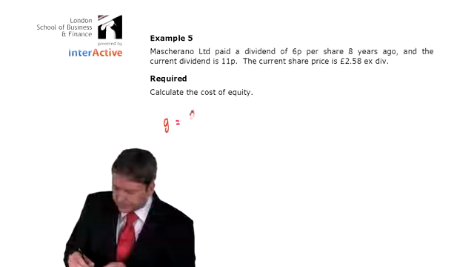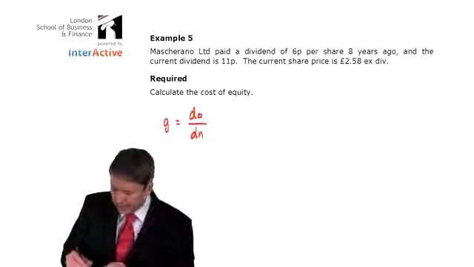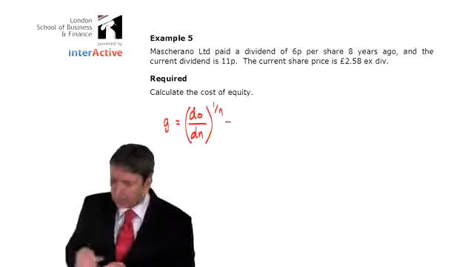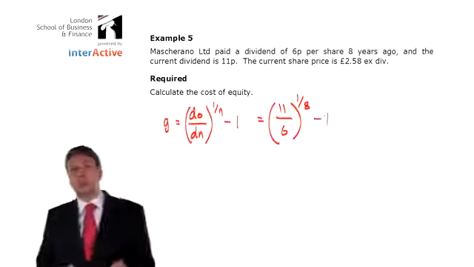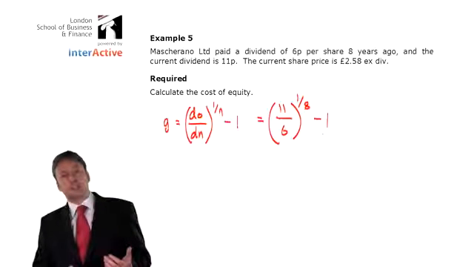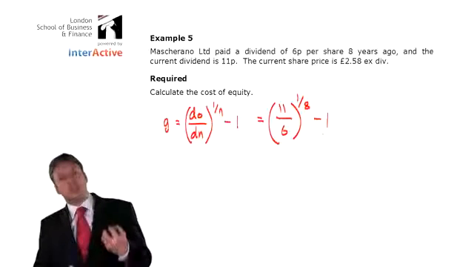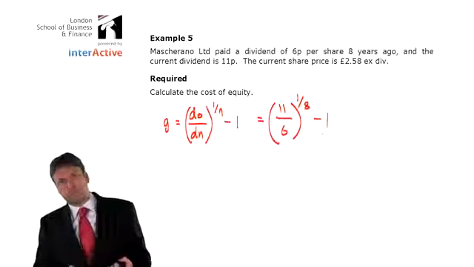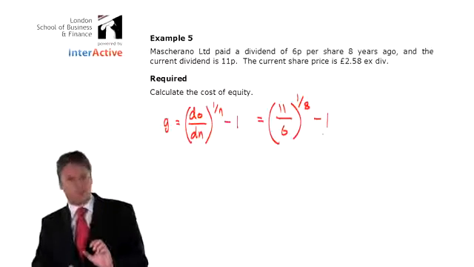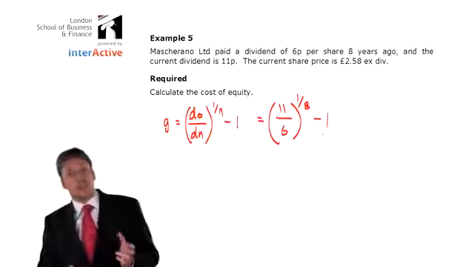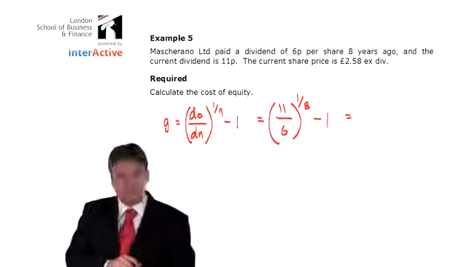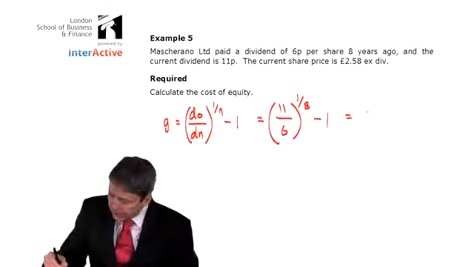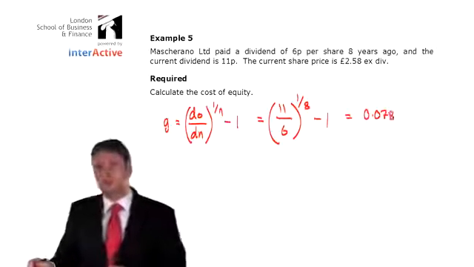g equals (D0 over Dn) to the power 1 over n, minus 1. D0 is 11, Dn is 6, to the power 1 over 8, minus 1. You know how to do this. Make sure that you can slot it into your calculator properly. 11 divided by 6, take it to the power, open the brackets, close the brackets, equals, minus 1. And what do we get? Well, I get something like 0.0787.